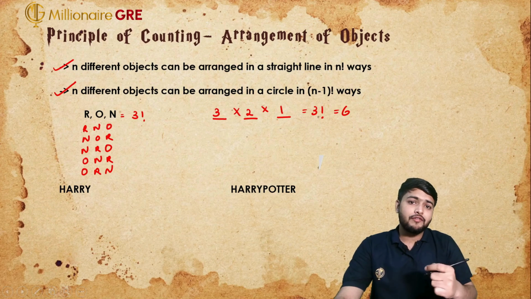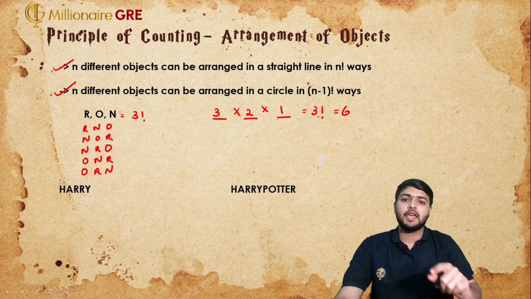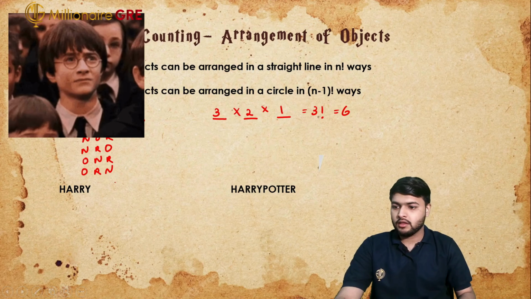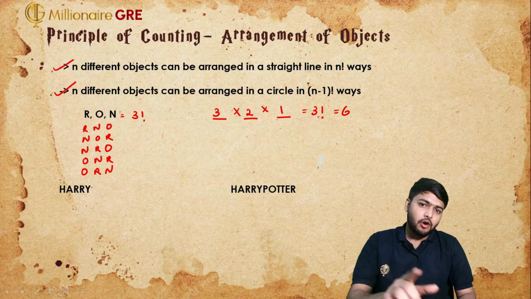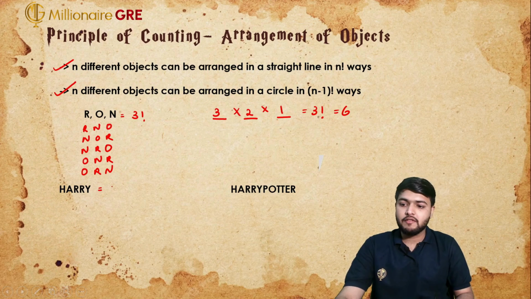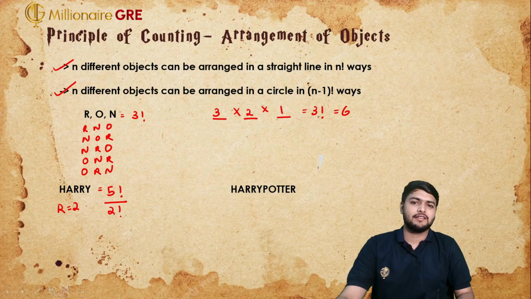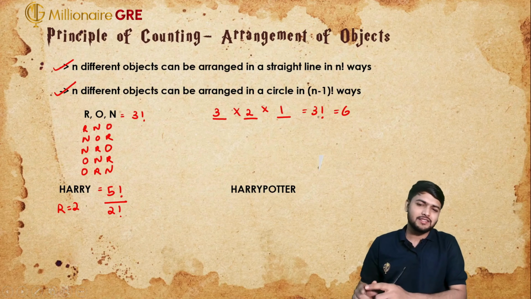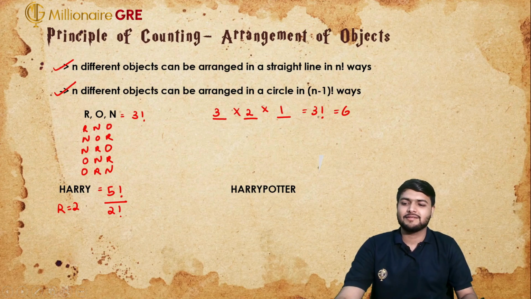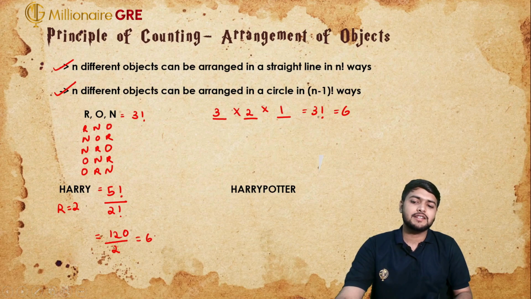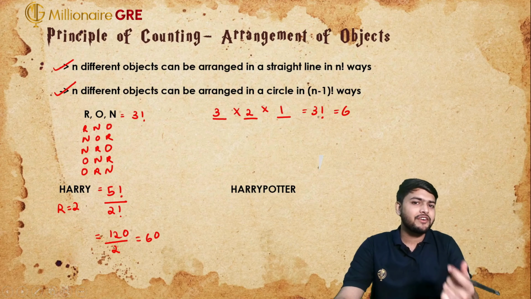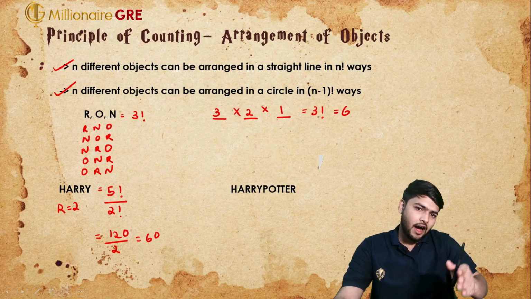If you are asked how many different words can you form using HARRY, there are 5 objects or 5 letters. They can be arranged in 5 factorial ways. But see here, R is repeated twice. Hence you will divide by 2 factorial. 5 factorial is 120, 2 factorial is 2, answer is 60. You can have 60 different words using HARRY.